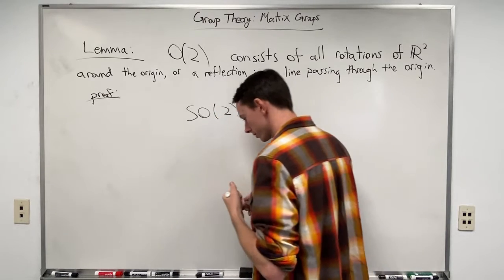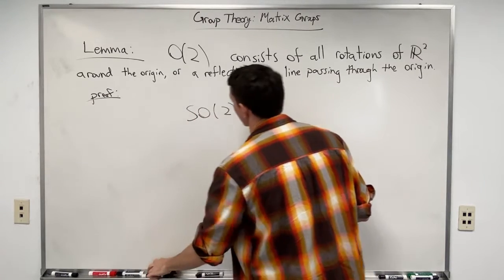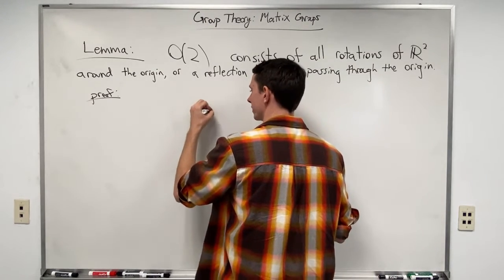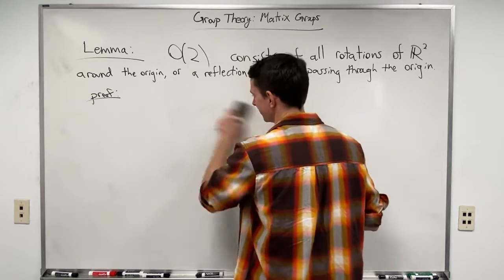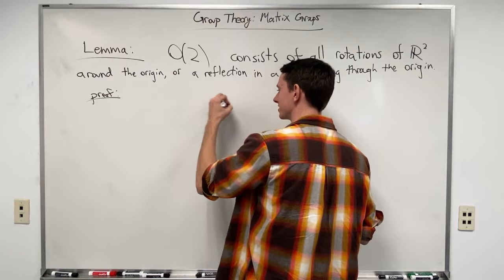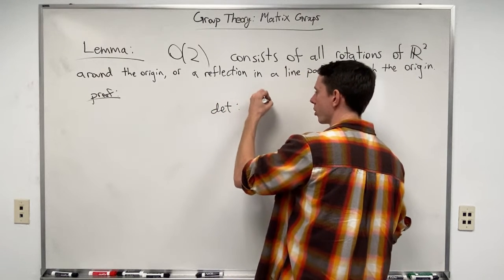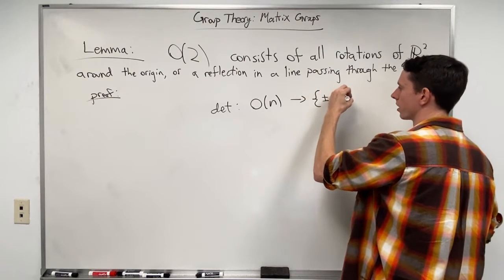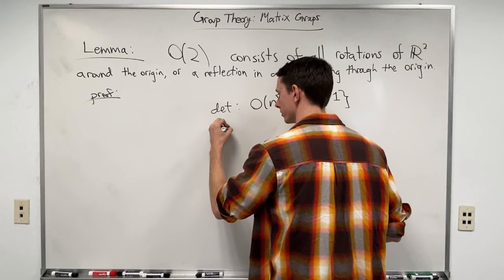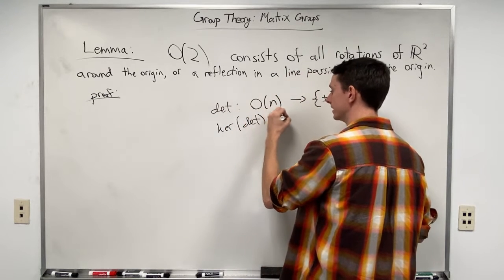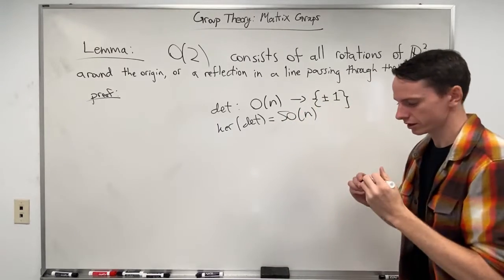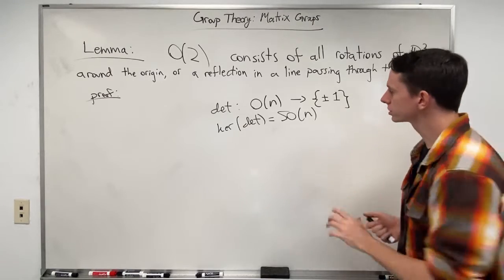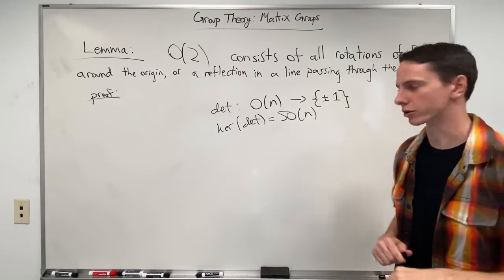is the kernel of the determinant, similar to what we did in the last video, right? If we define the determinant as a function going from ON to plus or minus 1, we know that the kernel of the determinant is SON. The same logic would apply from when we were talking about the general linear group. This is also a surjective group homomorphism.